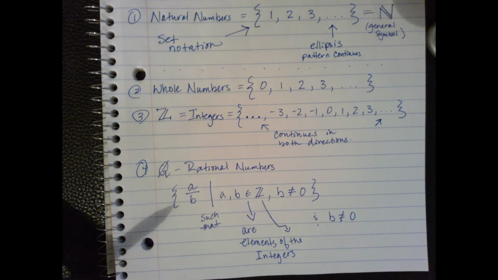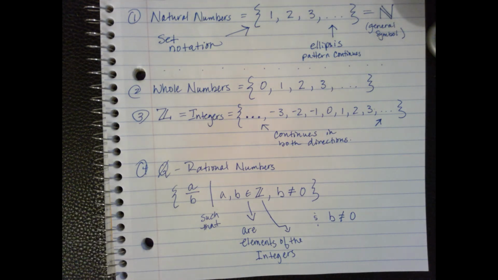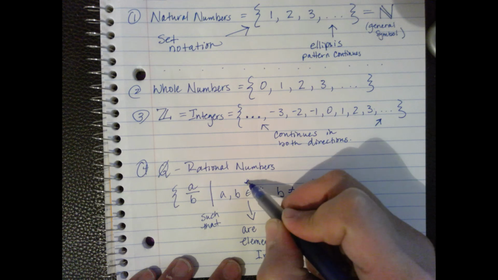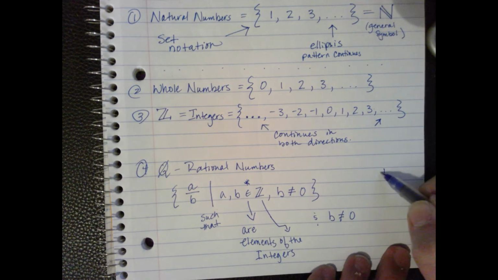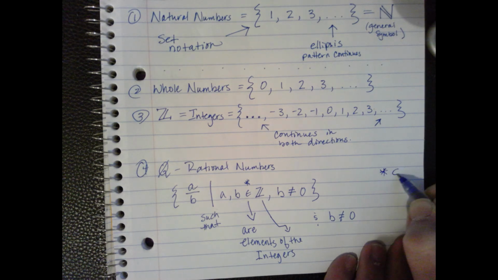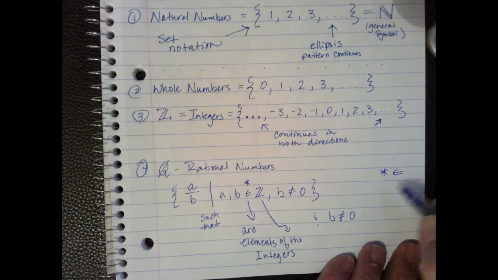so remember, it's often easier to write a short description of our set. So this symbol right here, I'm going to put a little star. Okay, that's like a little E, and it just means element of.